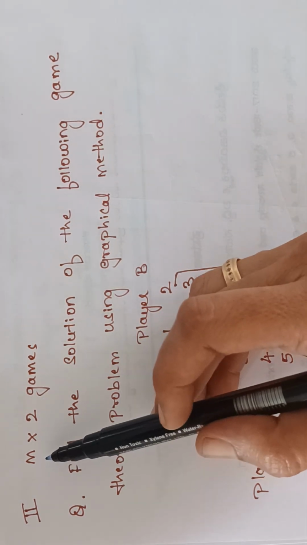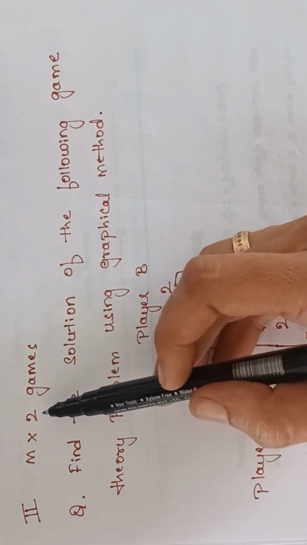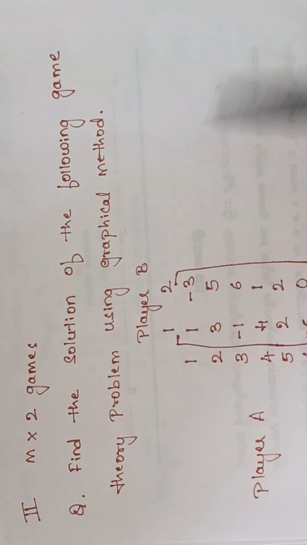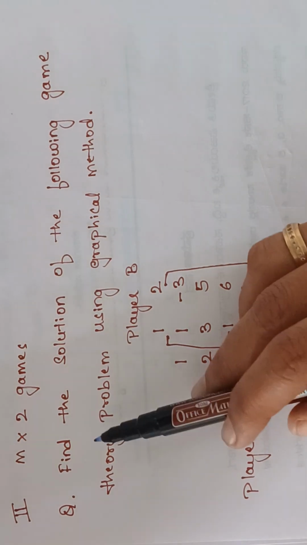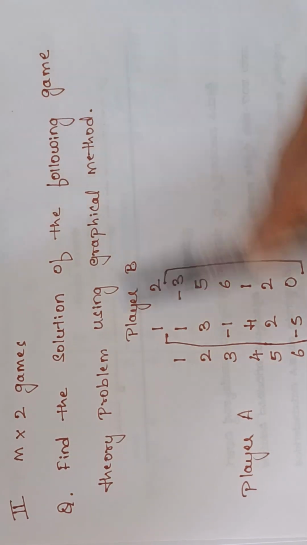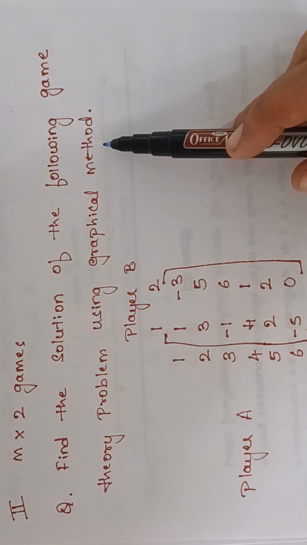So M represents the number of rows and 2 represents the columns. So under this type of games we will be seeing that the number of columns will be 2, while there can be any number of rows that is relating to player A. So let us take up the problem. Find the solution of the following game theory problem using graphical method.